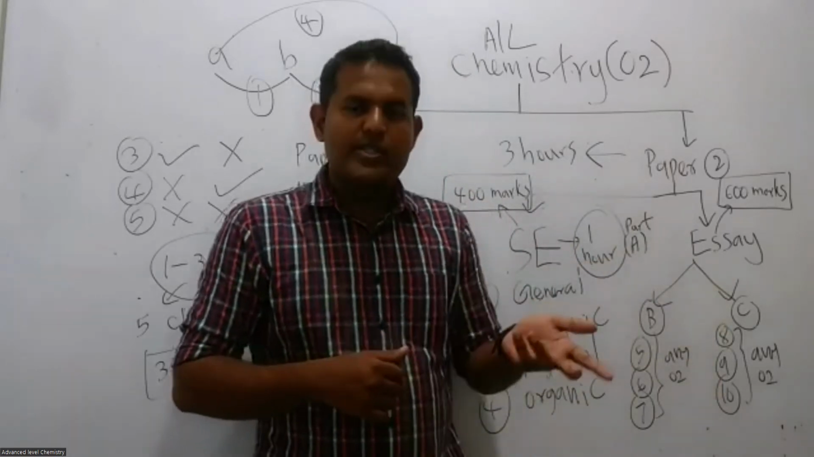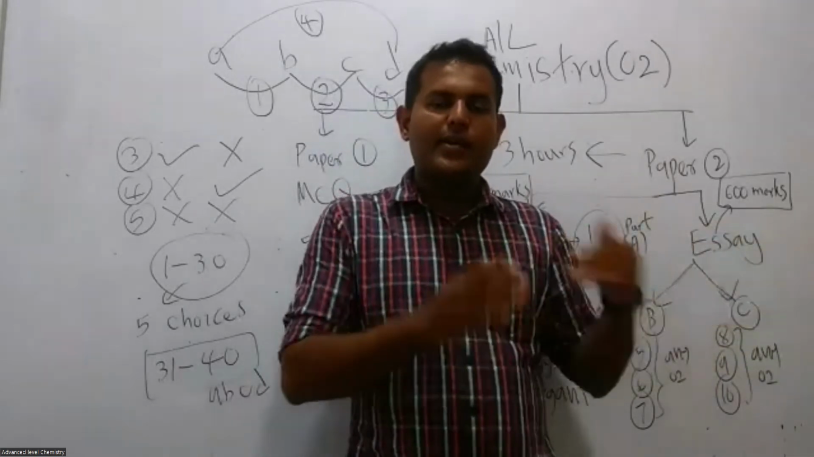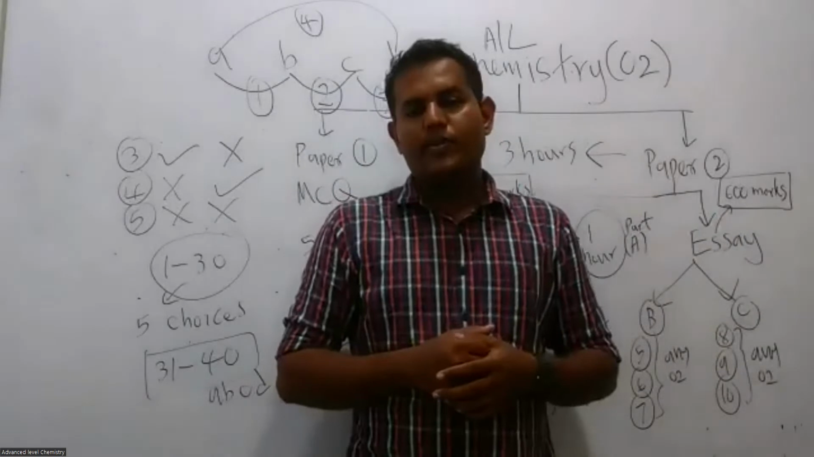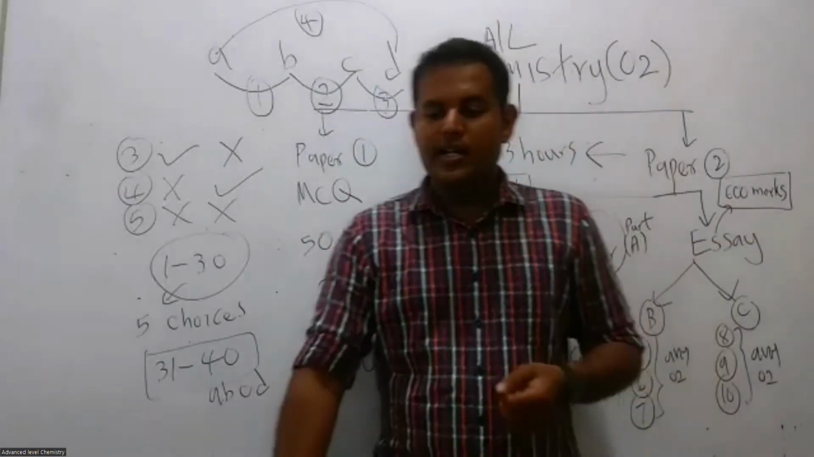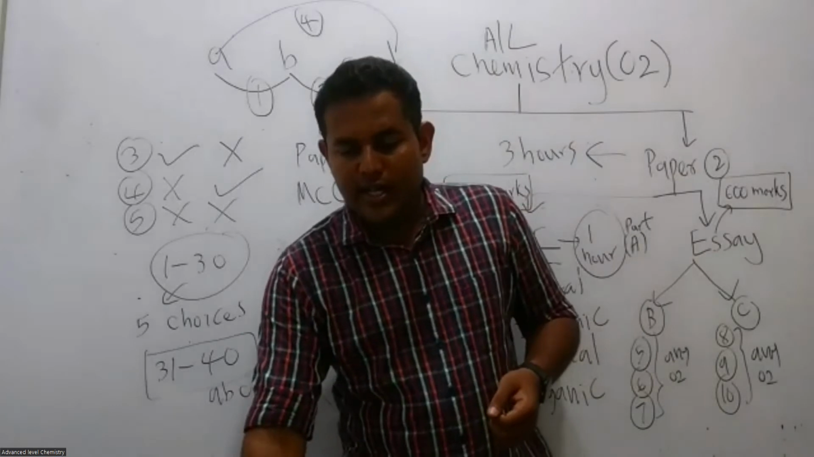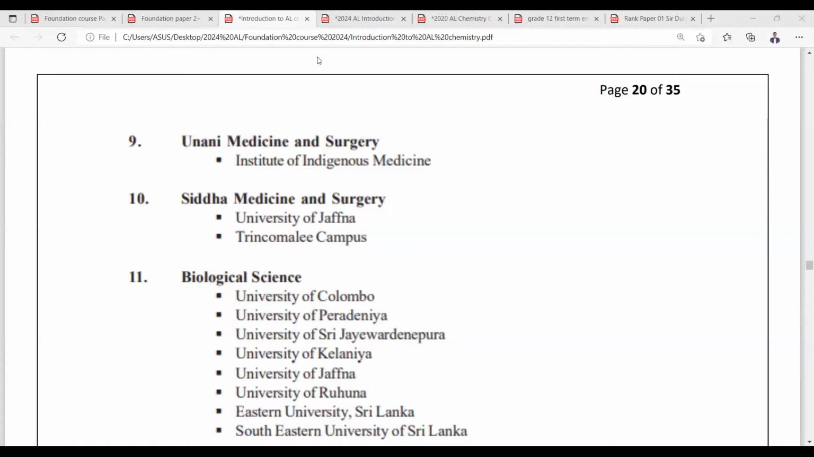For bio students, they will be selected for medicine, dental, or veterinary science depending on your A level Z-score. That's all for that. So, wishing you all the very best to get into one of those targets. At the same time, I'll explain something about your dream universities. So you can just see this.